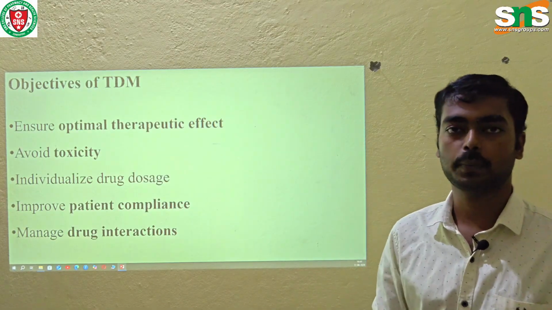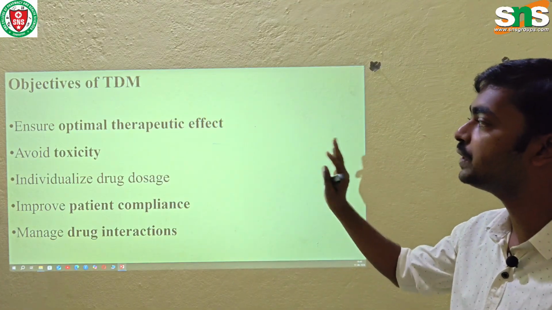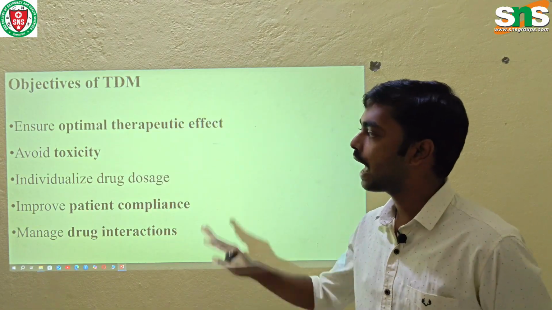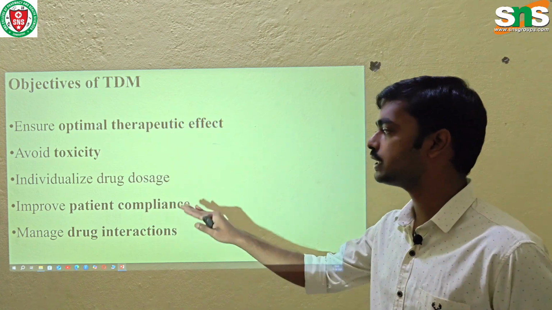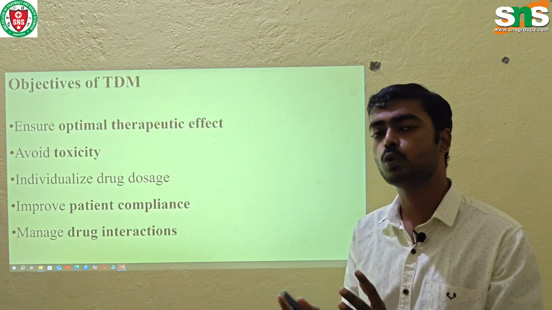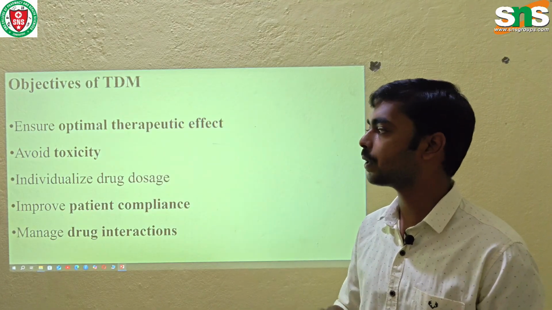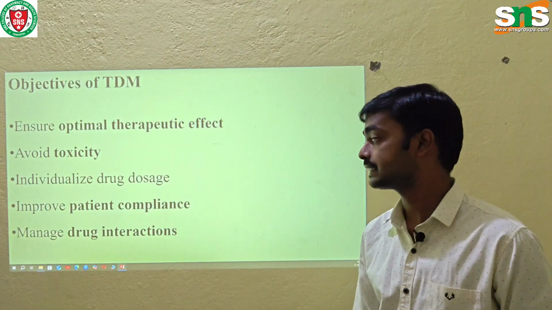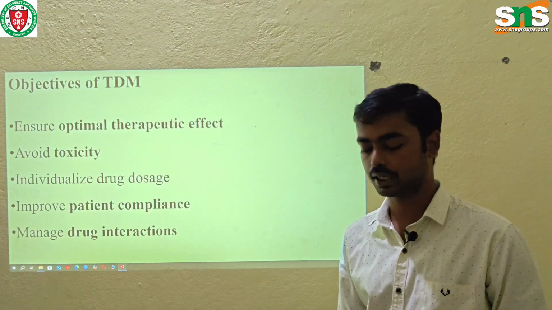So, the objectives of therapeutic drug monitoring. What are the objectives? To ensure the optimal therapeutic effect, to ensure the proper therapeutic effect is produced for the patient, and to avoid toxicity, to avoid unnecessary toxicity in the body, and to individualize the drug dose. In some persons the intestine absorbs more drug, but in some persons the absorption is decreased. Based upon that, we can individualize the drug dose, improve patient compliance and manage drug interactions. So these are the objectives of therapeutic drug monitoring.